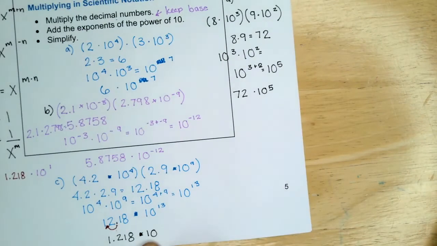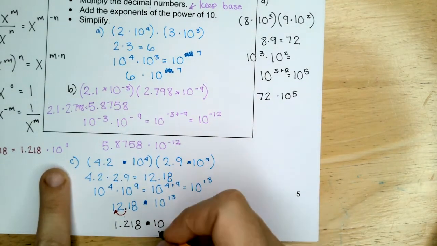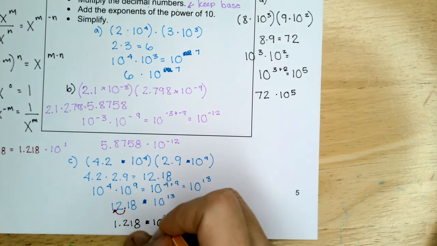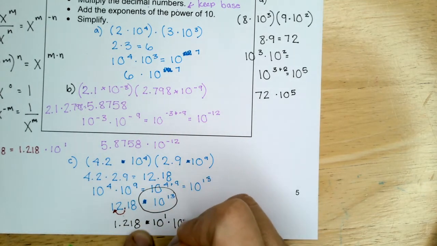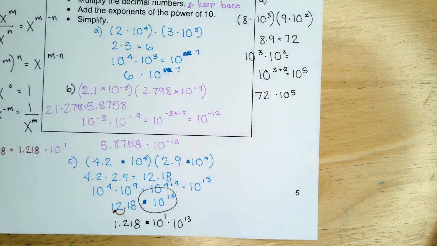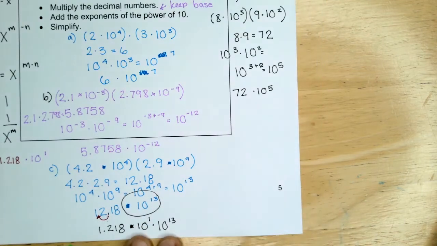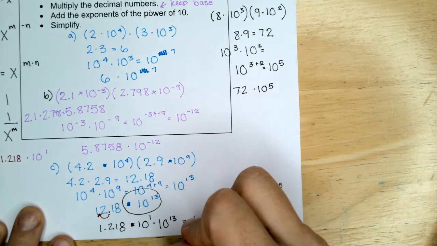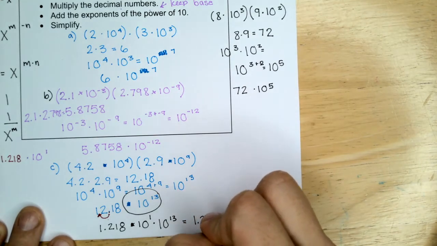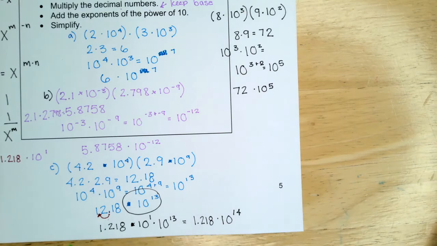Ooh, sorry. Times 10 to the 1. I did not finish it down here. I just looked down here. Times 10 to the 1 times, and then you got to bring this back, 10 to the 13th. Remember, when you're multiplying with the same base, you keep the base, add the exponents. So that is actually 1.218 times 10 to the 14th instead of the 13th, because we moved one decimal place.